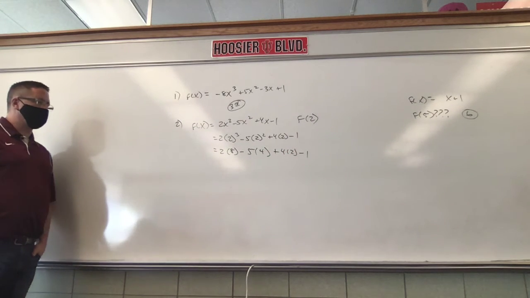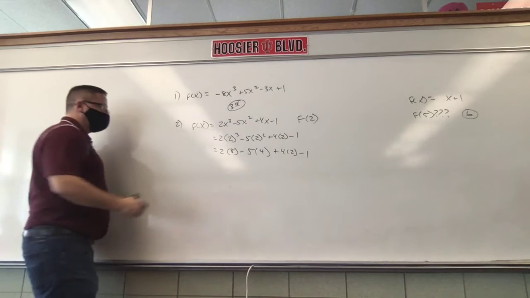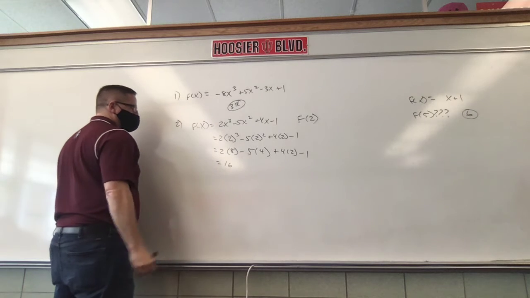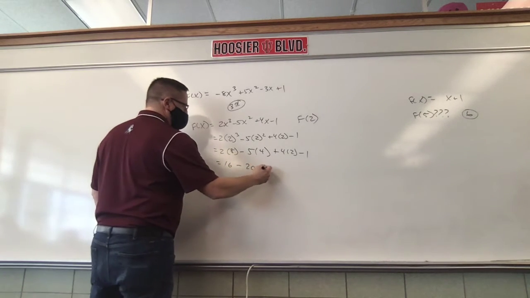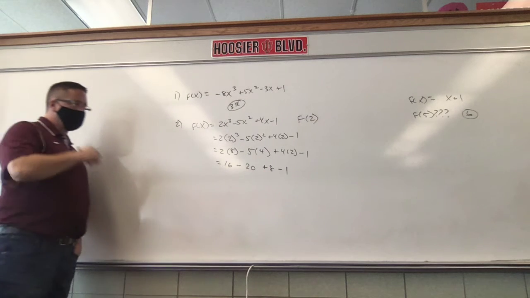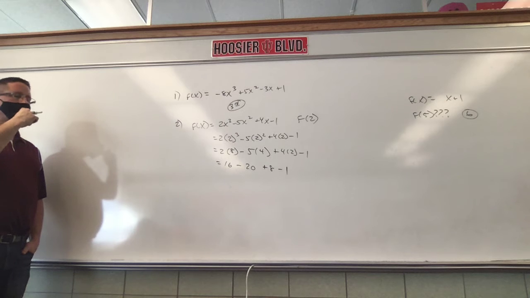Now what are we going to add, subtract, or multiply next? Multiply. 2 times 8 is 16. Minus 5 times 4 is 20. Plus 4 times 2 is 8. Minus 1. Be careful on this next thing. You don't even have to look at the problem in order to answer this. What do we do next? Do we add or do we subtract next?